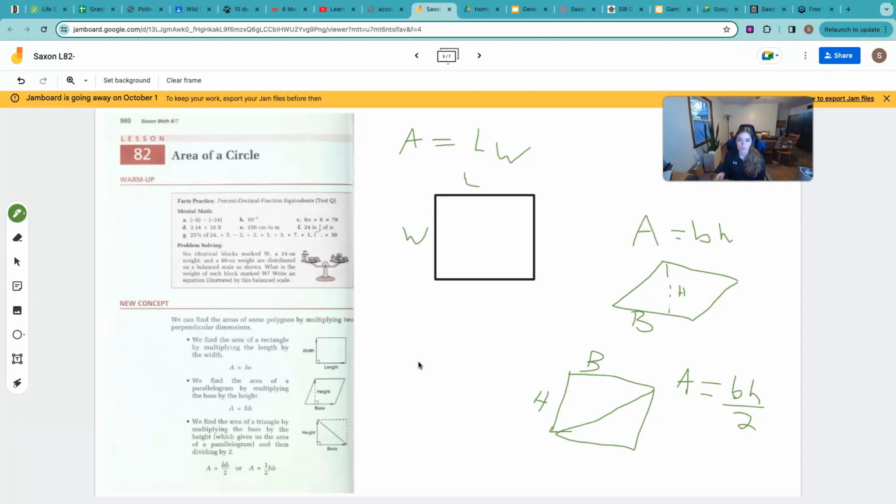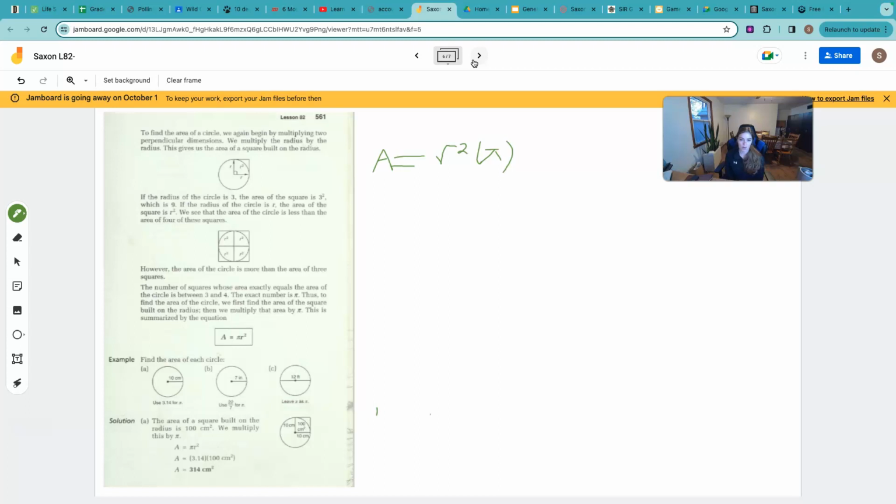To find the area of a shape, or the area of a square, it is length times width, right? So you'd multiply the length by the width. To find the area of a parallelogram, something like this, we would use area equals base times height. We'd take the height, right here, multiplied by the base. A triangle is the same, except you have to do base times height divided by 2. So those are all formulas, right?